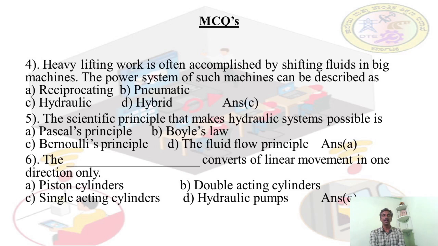Then the fifth one is: the scientific principle that makes hydraulic system possible is, you know, Pascal's principle. Okay, the answer is A. Next, the sixth MCQ is: the dash converts the linear movement in one direction only. The options are piston cylinder, double acting cylinders, single acting cylinders, and hydraulic pumps. You know that in the single acting cylinder, that is the answer, C. In the single acting cylinder, we are converting a linear movement in one direction only. If you want to convert a linear movement in 2 directions, it is called the double acting cylinder. Generally it is the piston cylinder. Then the hydraulic pump is not an answer for this one.